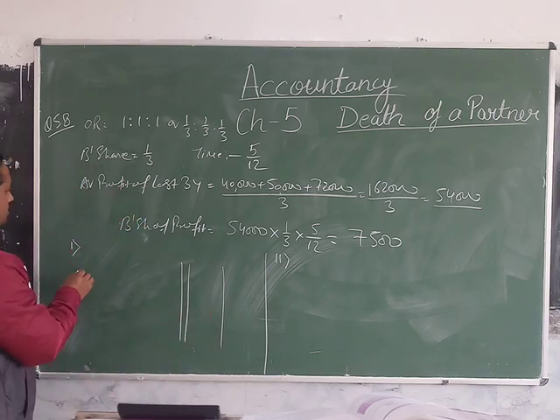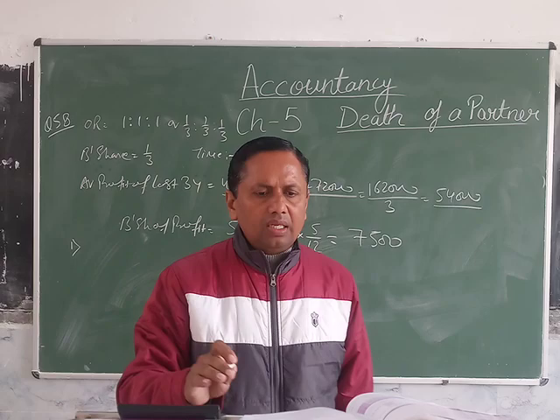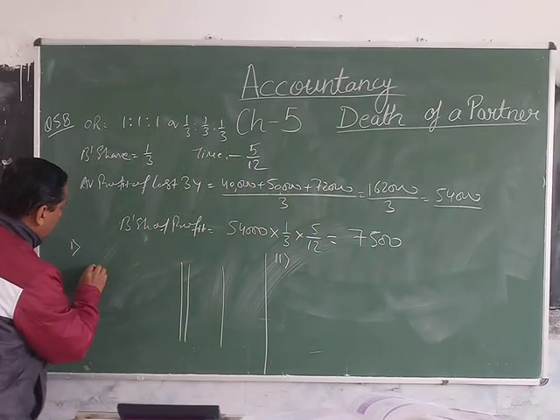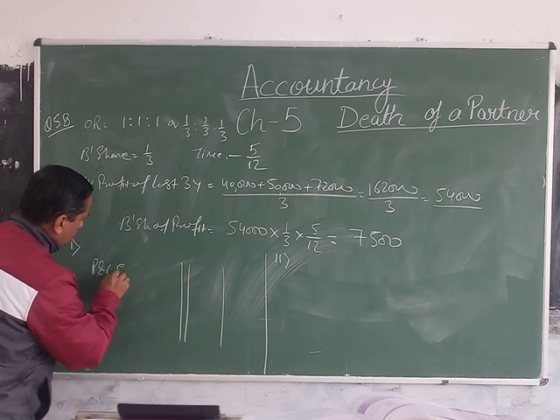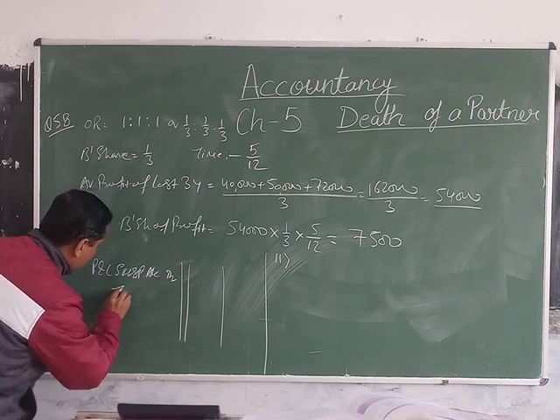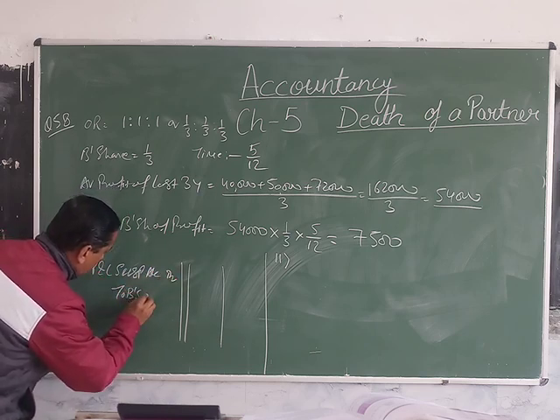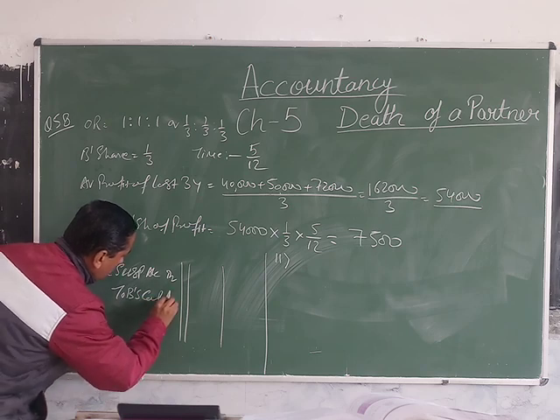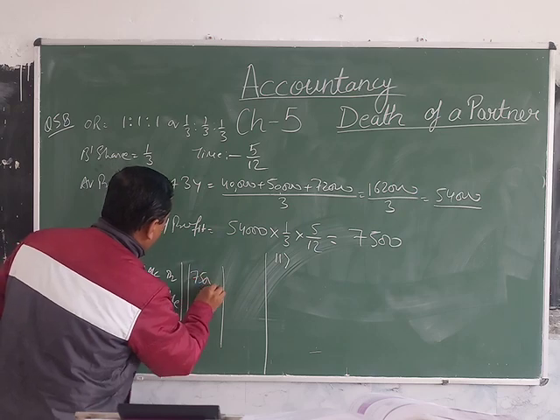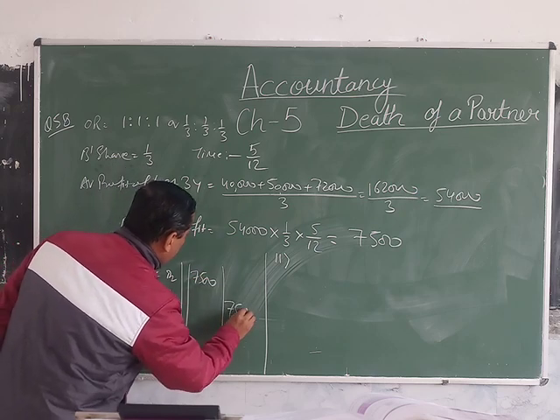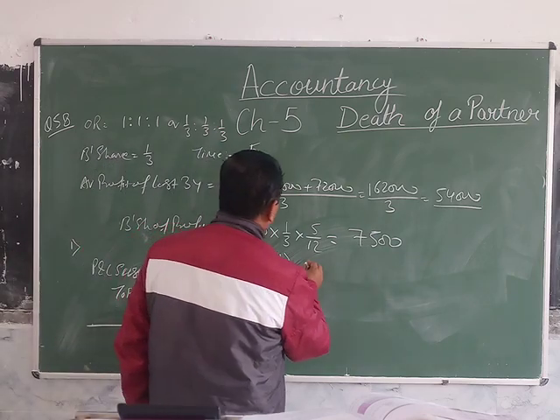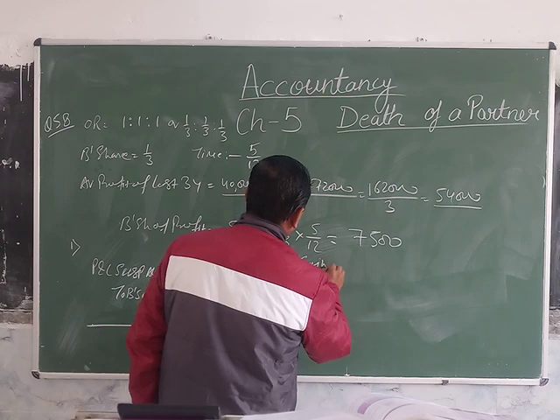In the first case, if there is no change, the journal entry is: Profit and Loss Suspense Account debited, to deceased partner's capital account, to B's Capital Account. This profit of 7,500 is totally distributed to C if there is no change. In the second case, if there is a change, we calculate the gaining ratio.